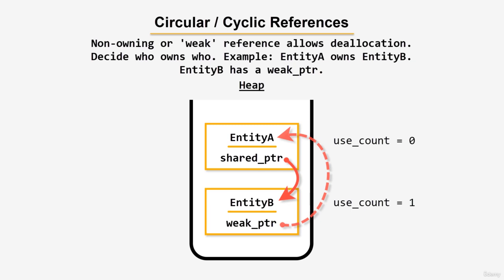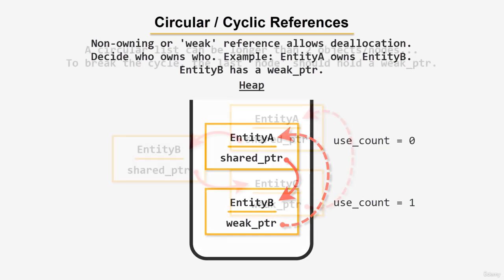And with this we have to decide who owns who. So in this example, entity A owns entity B, and because of that we want the class entity B to have a weak pointer instead of a shared pointer. Again, in this example these are different classes, so the class entity A has a shared pointer and the class entity B has a weak pointer. So when we instantiate these on the heap, the entity A is going to own entity B. In other words, the use count for entity B is going to be 1, but the use count for entity A is going to be 0 because entity B has a weak pointer, not a shared pointer. This is how you solve that circular reference problem.